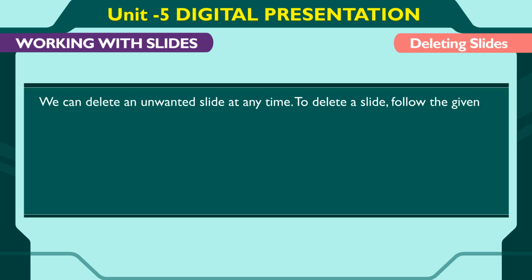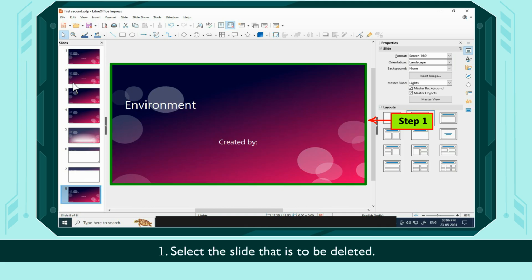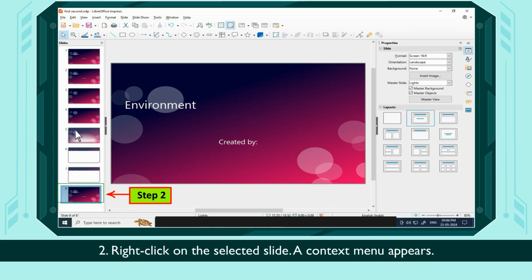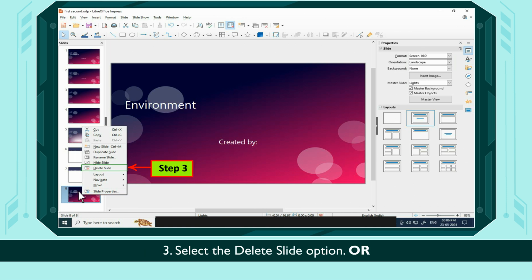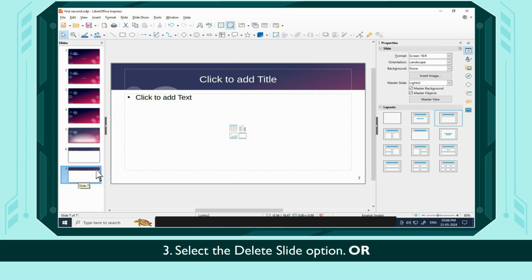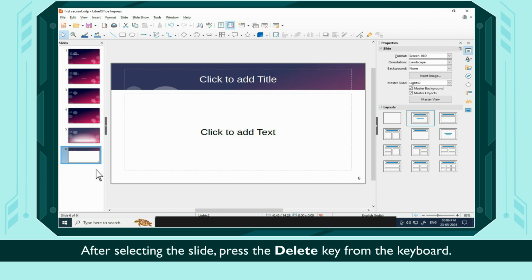Deleting slides. We can delete an unwanted slide at any time. To delete a slide, follow the given steps. 1. Select the slide that is to be deleted. 2. Right-click on the selected slide. A context menu appears. 3. Select the Delete Slide option. Or, after selecting the slide, press the Delete key on the keyboard. The slide will be deleted.